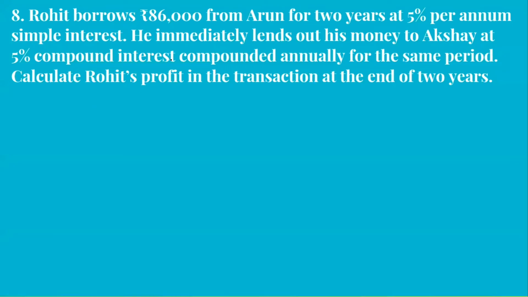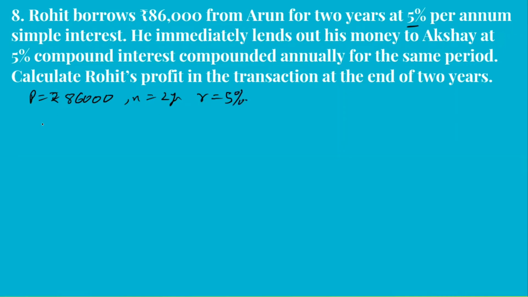Question number 8. Rohit borrows rupees 86,000 from Arun for 2 years at 5% per annum. Okay, simple interest. He immediately lends out his money to Akshay at 5% compound interest annually for the same period. Calculate Rohit's profit in the transaction at the end of 2 years. Okay, so first we will be finding for the simple interest. We have principal is equal to rupees 86,000 and he has borrowed the money for 2 years. So N is equal to 2 years, at simple interest and rate of interest is 5% per annum.